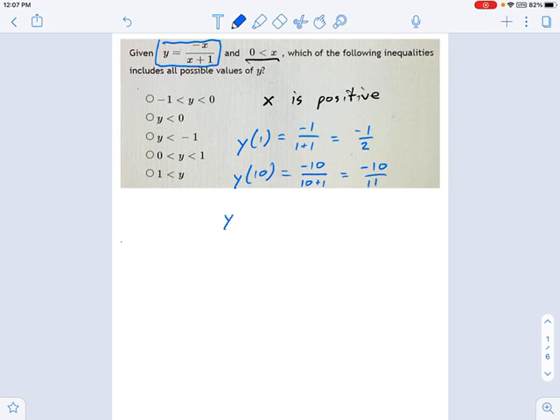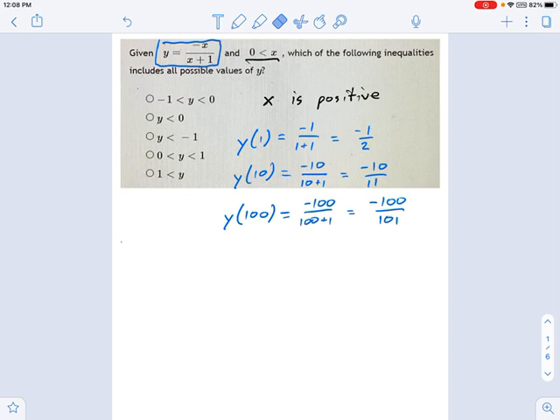How about 100? y of 100 equals negative 100 divided by 100 plus 1, which is negative 100 divided by 101. Now, if you plug these into your calculator, you'll notice a trend. I'm going between something that's almost equal to negative 1, like negative 0.99 something, and numbers that are actually getting a little closer to 0, still on the negative side. But if you plugged in x equals 0.2, you'd get something pretty close to 0, actually.